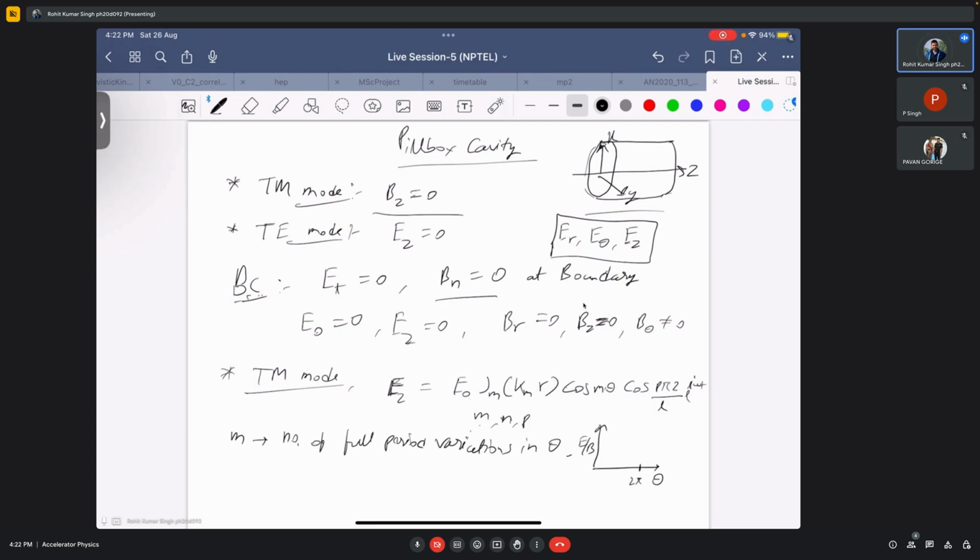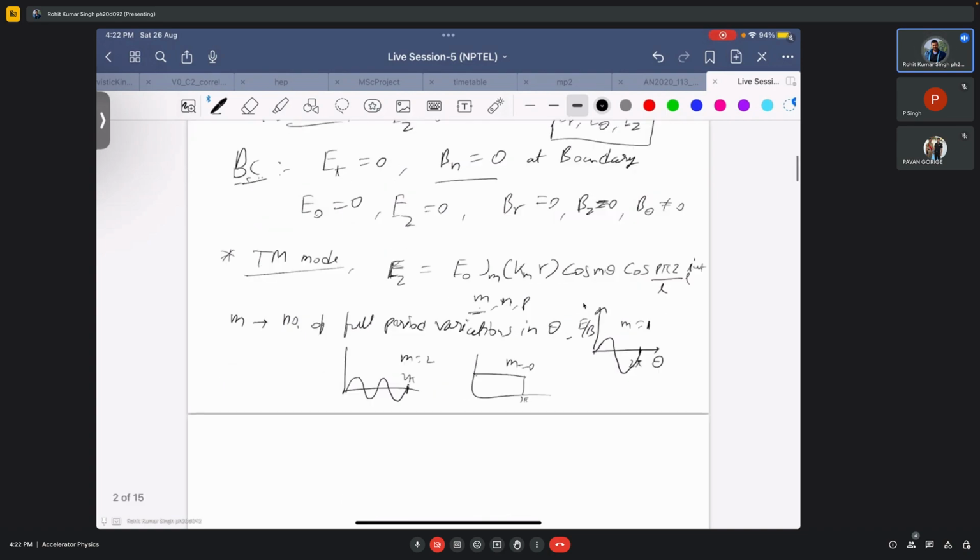So if we have a component which has this kind of electric field or magnetic field, then we can say that it has m equal to 1. So one full period variation is there in theta. Or in 2 pi, you can have it like this. So this is m equal to 2, or you can have 0 also, no variation at all in 2 pi, so m equal to 0. So this is what m means here.